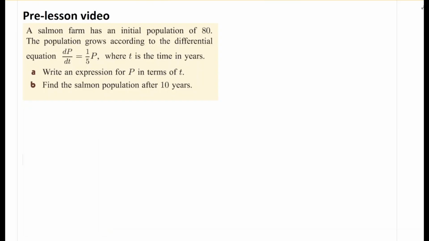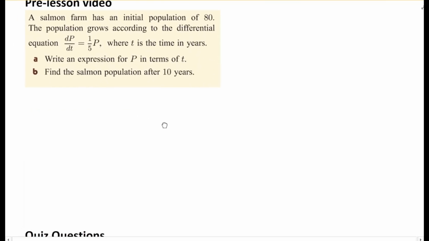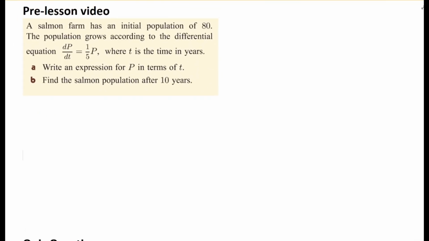So we're looking at the salmon population, and they give us a differential equation which tells us how many salmon we're expecting to have, but as a rate. So p'(t) equals a fifth of p. And whenever you see on the right-hand side, the thing on the top of the differential equation, like our equivalent of y here, you're expecting an exponential function.